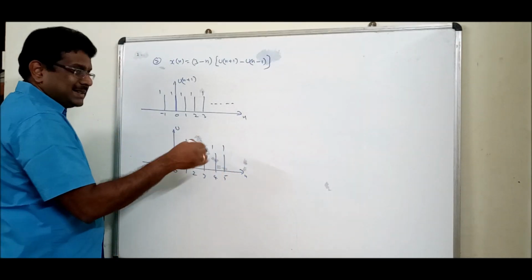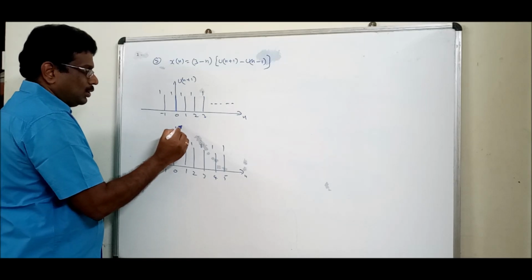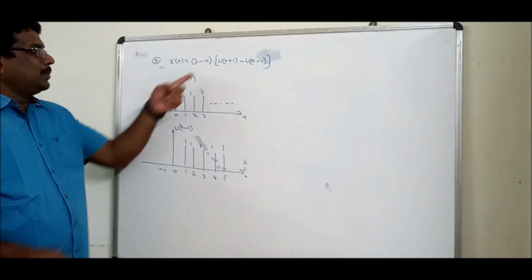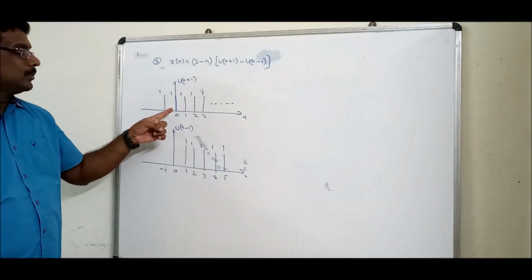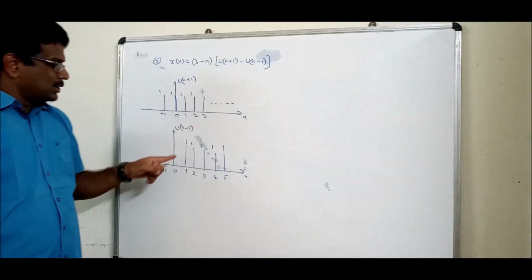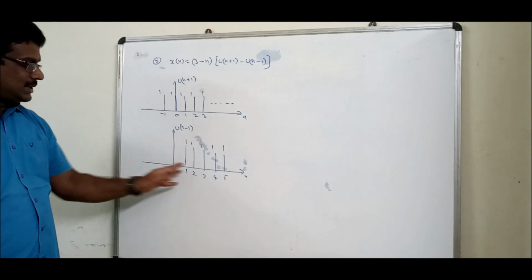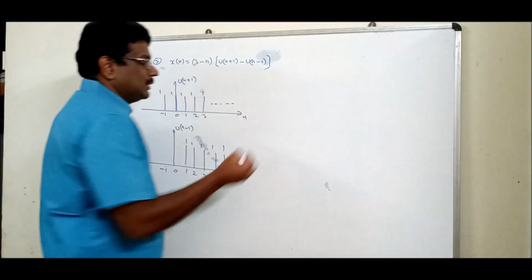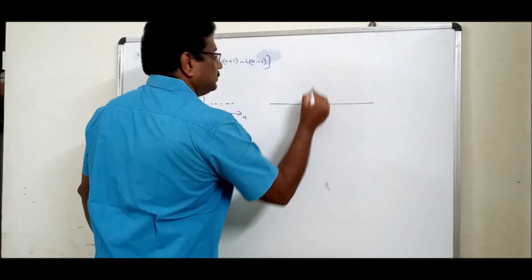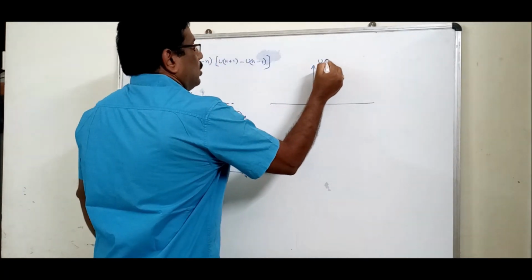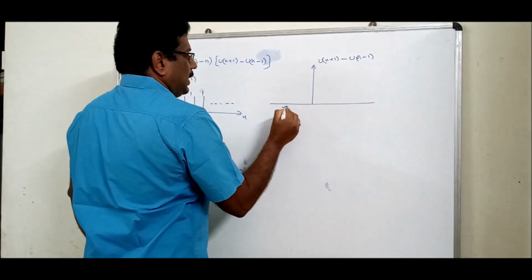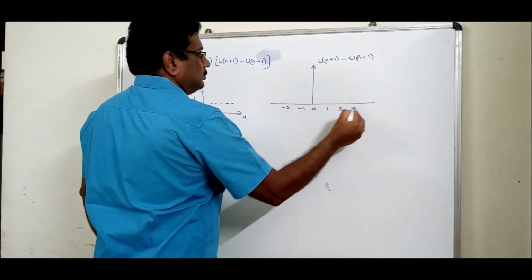We made it discrete because the given problem is discrete. Be careful. u of n plus 1 is here, u of n minus 1 is here. Left shift, this is right shift. What should I do? I should subtract these two signals. Now what is the subtraction? u of n plus 1 minus u of n minus 1. Okay, let us start.